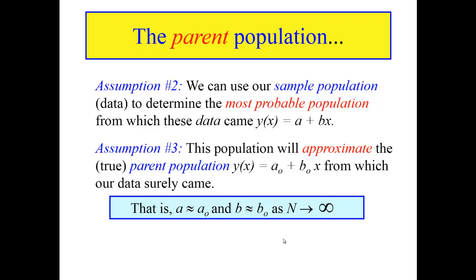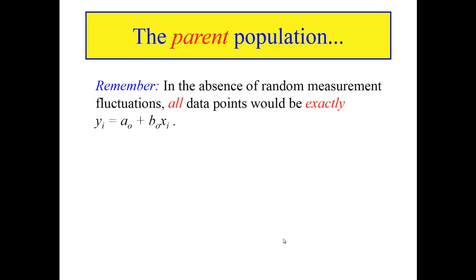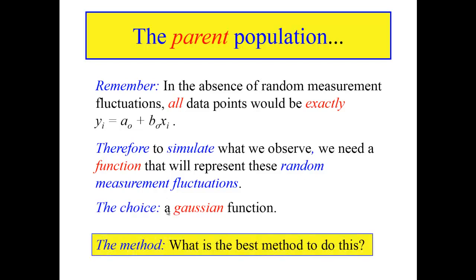These are our assumptions, and now we're going to show how to use them to do this calculation based on the maximum likelihood method, which we already used back in Chapter 4 to justify calculating the average as the best estimate for a value of a measured quantity based on repeated measurements. In the absence of any random measurement fluctuations, of course, all the data points would be in perfect agreement with the parent population according to this equation here. To simulate what we observe, we need a mathematical function that represents these random measurement fluctuations. And of course, that function is going to be a Gaussian function.